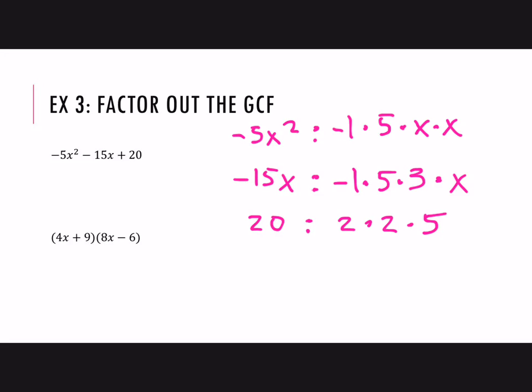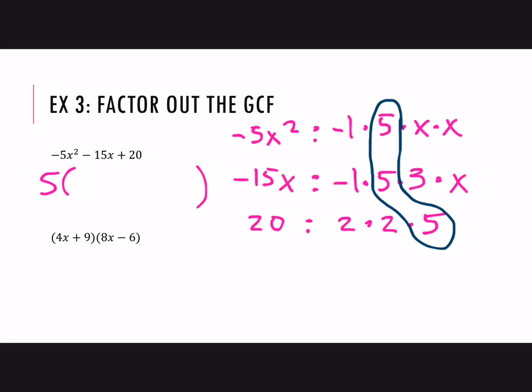Now, when I look for the common factors, I need to look for things that are common to all 3 of these. So even though the first 2 terms share an x, that can't be part of the greatest common factor because it's not a factor of 20. So I'm making a circle of 3 different things, and I can do that with the 5's, but nothing else. So here the greatest common factor would be a 5.